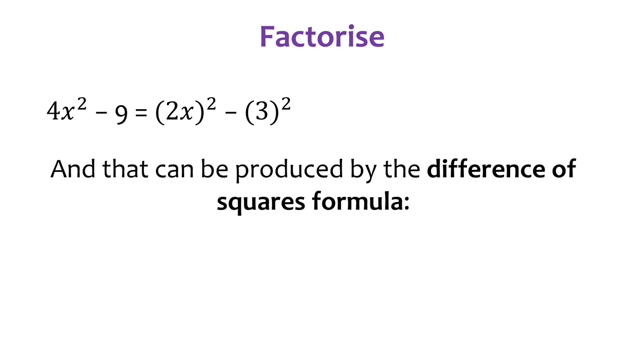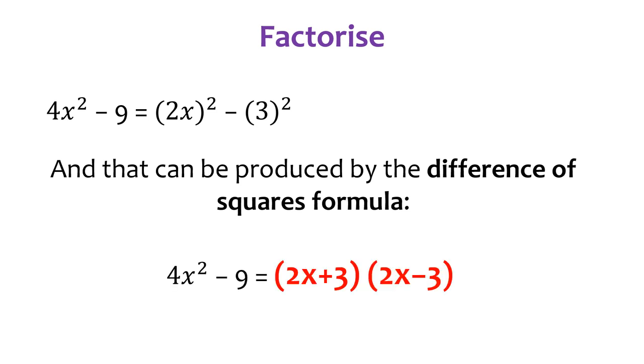And that can be factorized by the difference of 2 squares. You'll remember the difference of 2 squares. It means that the terms in the brackets are the same; they just differ in terms of the sign. That is why 4x squared minus 9 is equal to (2x + 3)(2x - 3). That is the difference of 2 squares.